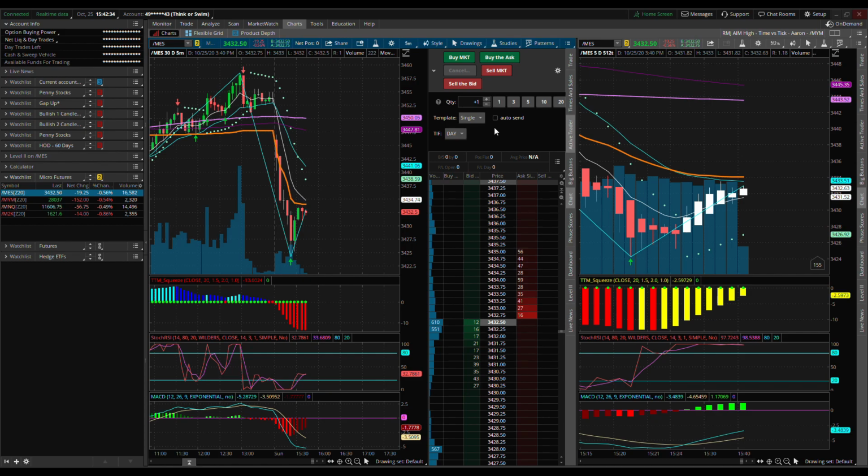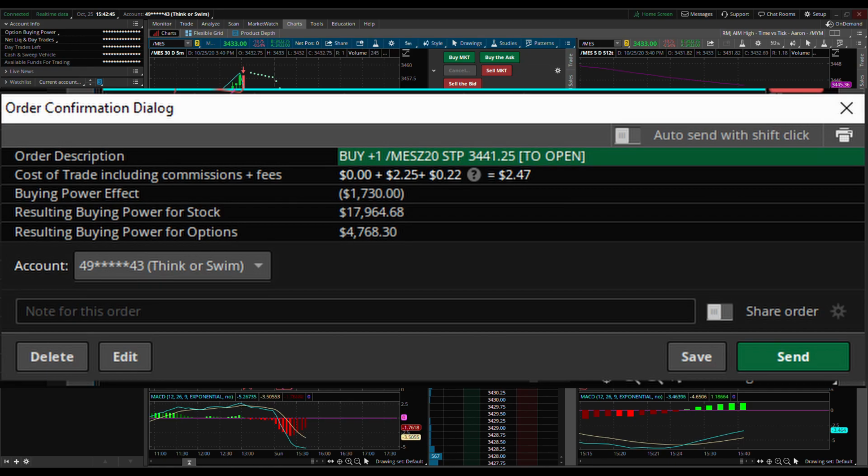And then, as you can tell here, we're going to look at it. This is the MES S&P 500. I don't have the auto stand on because I just want to show you what the cost is. So if I were to buy one contract of this, it will cost me $1,730 to buy one contract of micro mini MES. That's a lot of money. And that's not including your commission and fees.